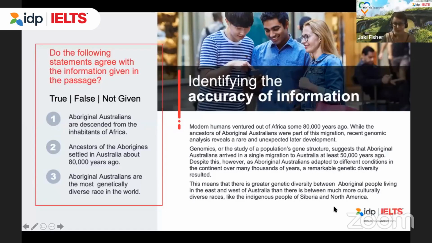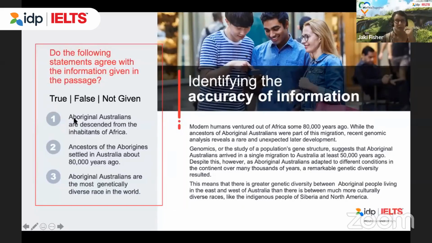Okay, so once you've skimmed it, now we have to answer the questions in detail. So this is true, false, not given. Now, what does that mean? If this information and this information have the same meaning, then it's true. Maybe different words, but the same meaning, it's true. If this information and this information have opposite meaning, not the same, then it's false. If this information, I look, I can't find it, then it's not given. Okay, so that's how it works.